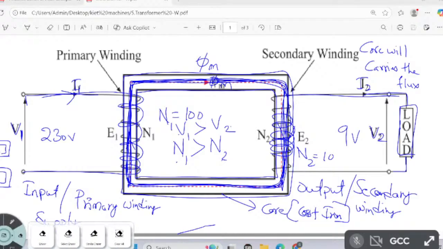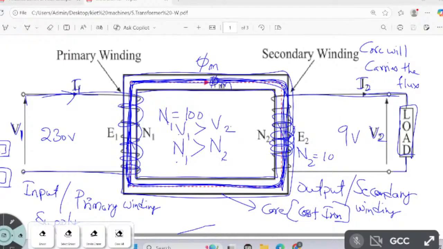What is the principle? The principle is Faraday's law of mutual induction. The transformer works on the principle of Faraday's law of mutual induction. What is the meaning of mutual induction? See, there is no connection here. There is no connection, but how are we getting voltage here?